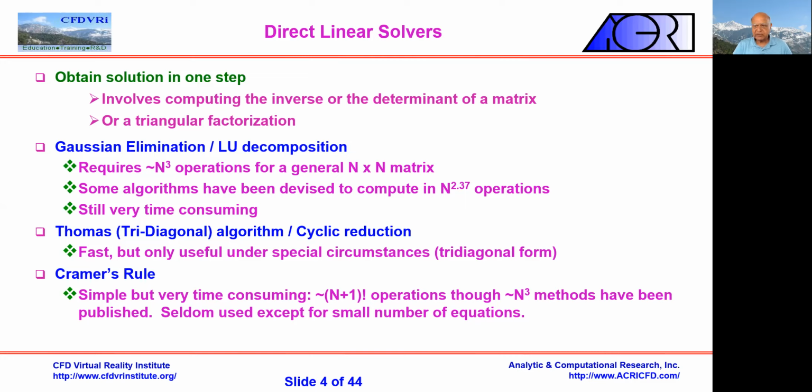The last of the direct solvers that I'm going to talk about is Cramer's rule. It's very simple. It's basically simple substitution, but it's very time consuming. It's on the order of n plus 1 factorial. So you can compute what that is for a small n, but there are some attempts to develop n cubed methods for this one, but it's seldom used in real large problems.